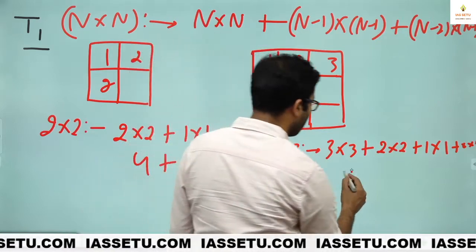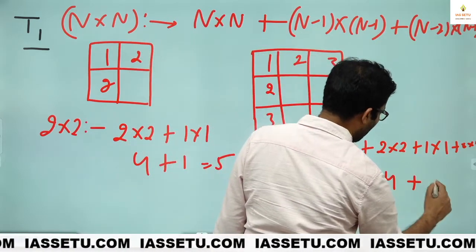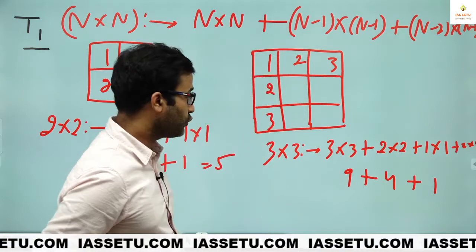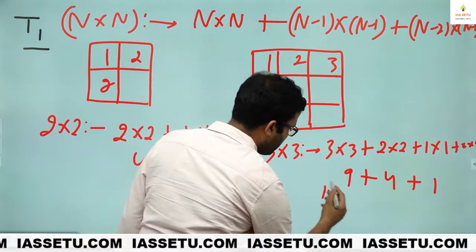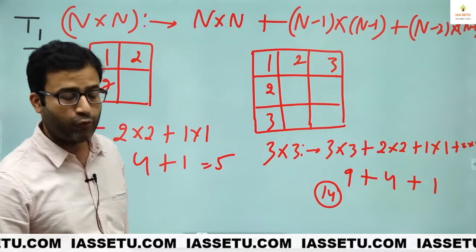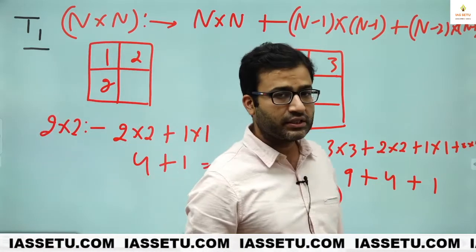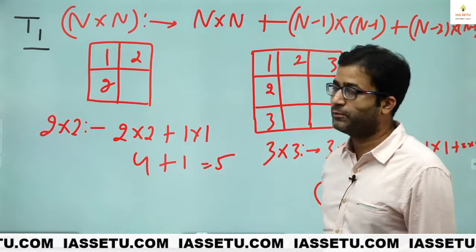So it is 3 into 3, 9, plus 4, plus 1, plus 0. So we get 14 here. So in the given figure, we have 14 squares.